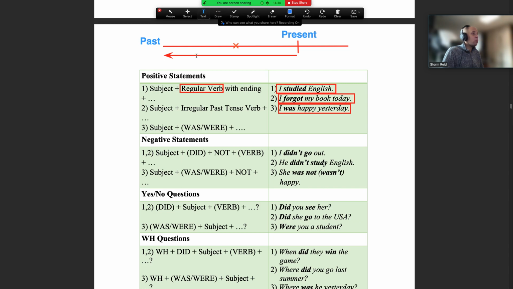We can add a bit more detail. I studied English. Let's say I studied English before this class. I studied English before this class. So let's say this X here is before this class. Let's say here is before this class. So present.